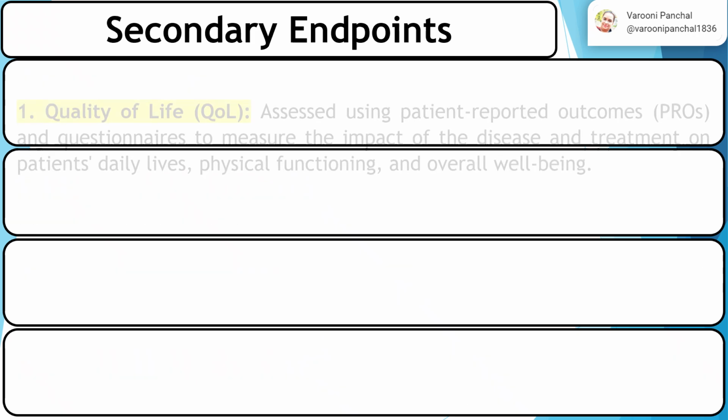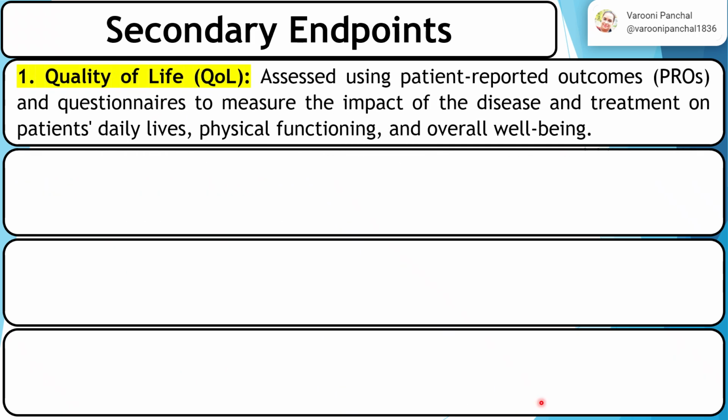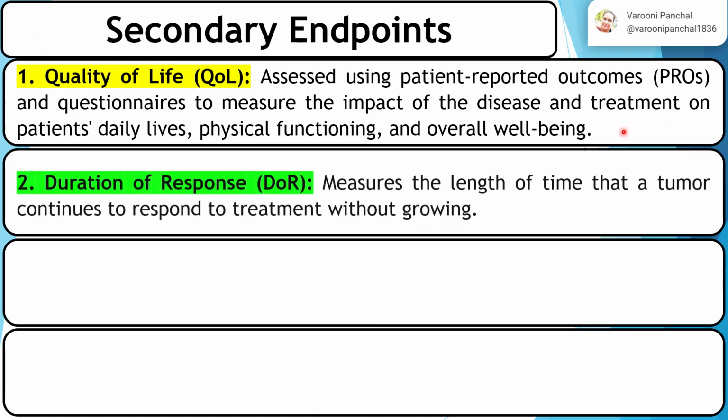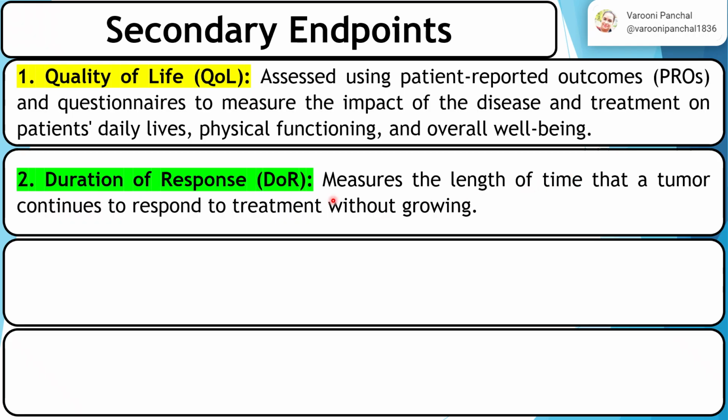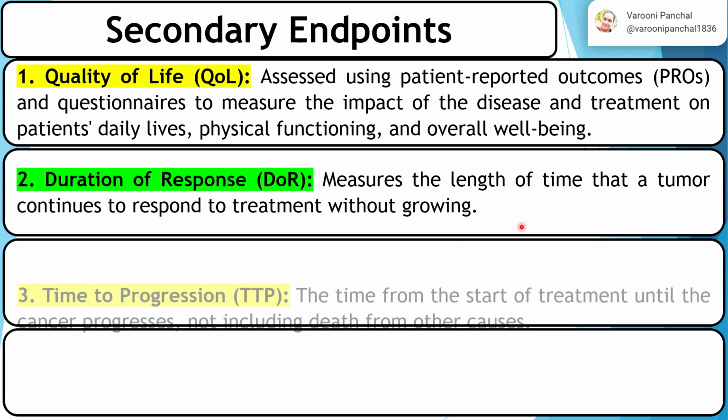Secondary endpoints. Quality of life (QOL) is assessed using patient-reported outcomes (PROs) and questionnaires to measure the impact of the disease and treatment on patients' daily lives, physical functioning, and overall well-being. Duration of response (DOR) measures the length of time that a tumor continues to respond to treatment without growing.